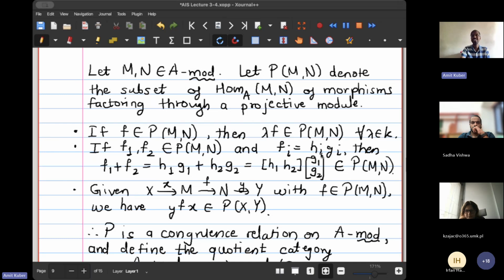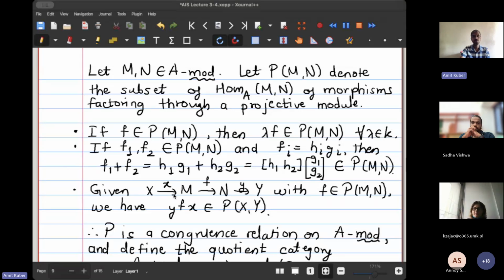If Fi is Hi-Gi, where the target of Gi is projective Pi, then I can write F1 plus F2 as a product of these two matrices. And the middle object of this factorization is P1 direct sum P2. And therefore, it will factor through a projective. So this is also closed under sums. Locally, it is a K subspace. That is what we have shown so far.